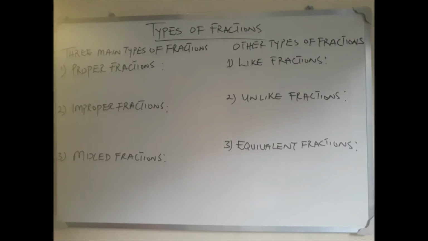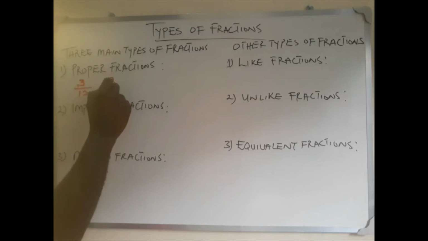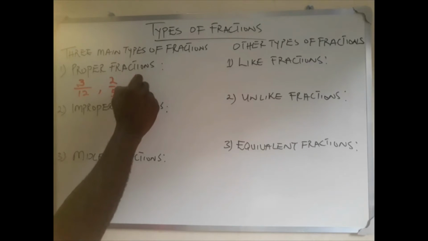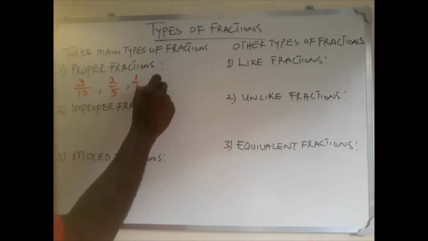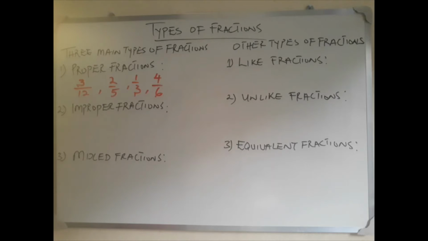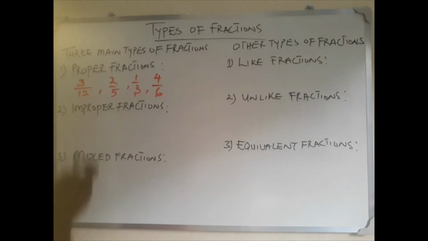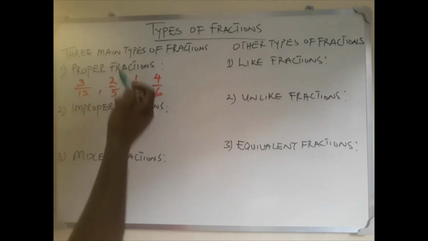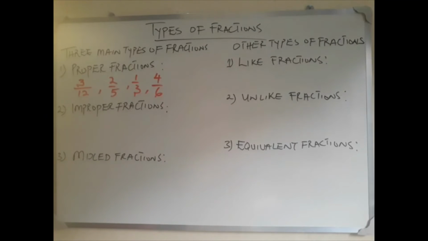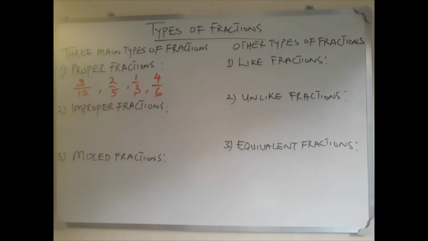We have so many of them, but let's look at just a few. Here we have 3 over 12, 2 over 5, 1 over 3, and 4 over 6. In all of these fractions, you can see that the numerators are less than their denominators. 3 is less than 12, 2 is less than 5, 1 is less than 3, 4 is less than 6. Because their numerators are less than their denominators, they are known as proper fractions.